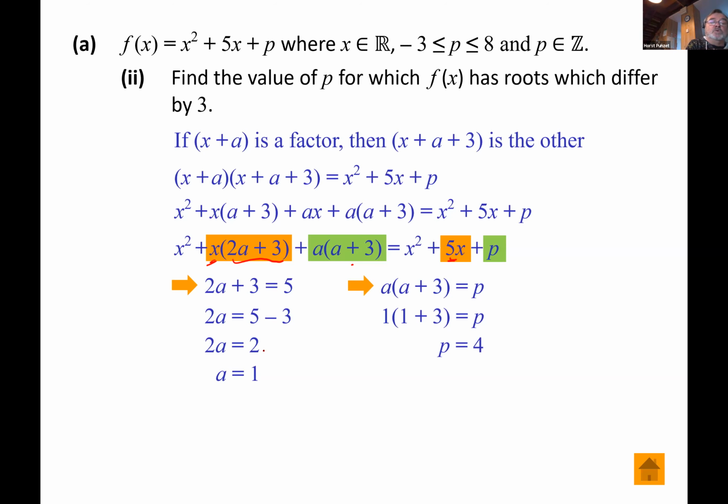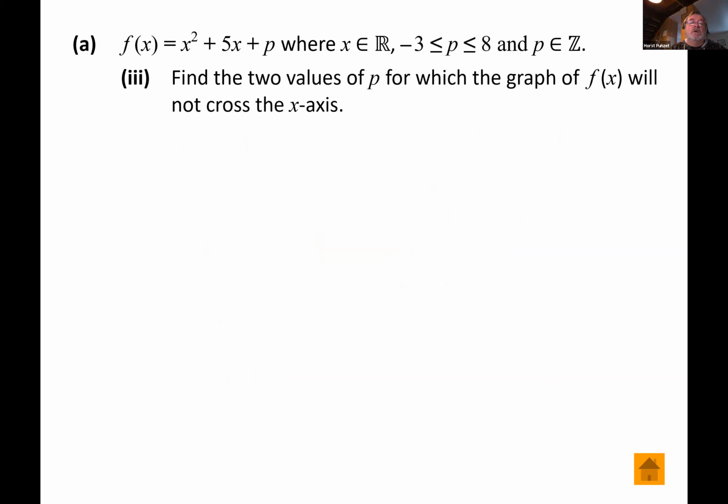It is wonderful to work out that a is 1, but what we're actually looking for is the value of p. Don't think, oh, I've finished. What are we looking for? We're actually looking for the p value. So p is 4, and that was for 5 marks. I hope that's okay.